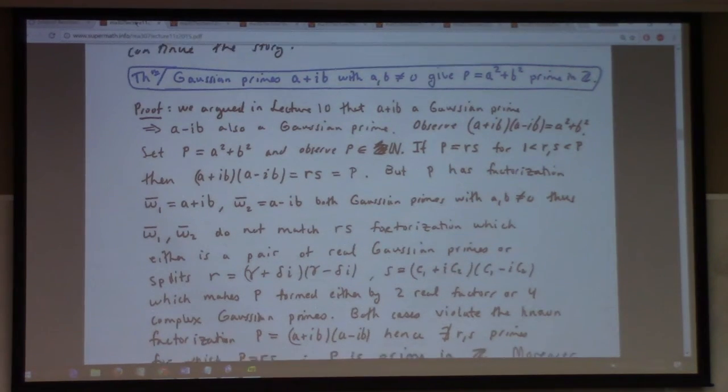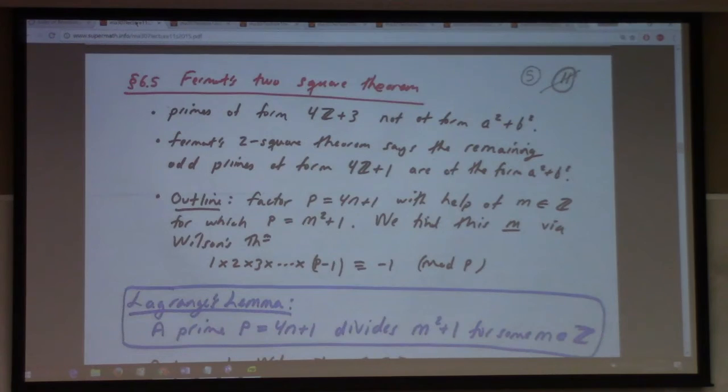Gaussian primes are useful to study ordinary primes in the following sense. Fermat's two-square theorem says the following. Primes of the form 4n plus 3 are not of the form a squared plus b squared. The remaining odd primes are of the form 4n plus 1. If it's an odd prime, it's either in one class or the other, those are your choices. So the other odd primes of this form are, in fact, of the form a squared plus b squared.